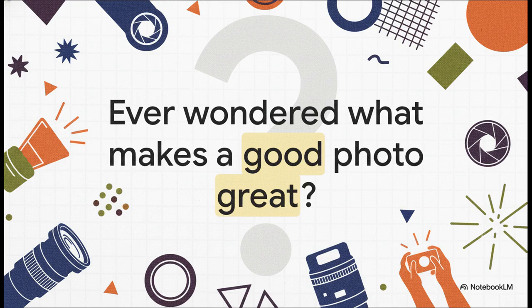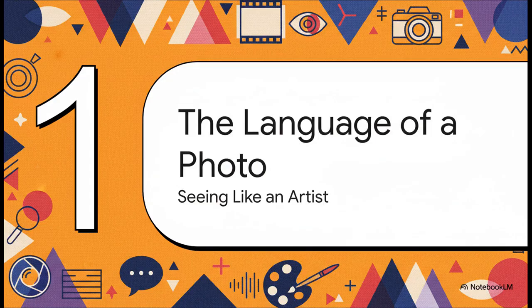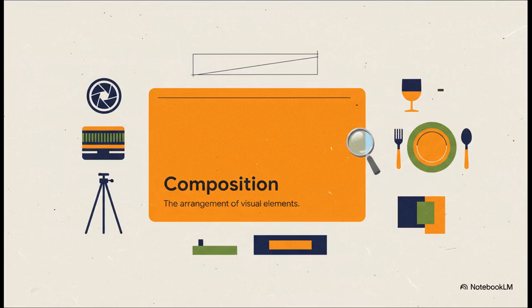Let's dive in. First things first, we've got to learn to speak the language of photography. It's almost like a secret code that artists and photographers use to build their images. And trust me, once you know these key terms, you're going to start seeing the world in a totally different way. Let's kick things off with a big one, composition.